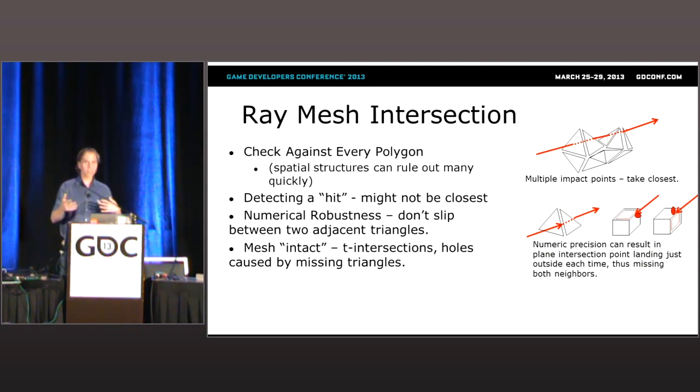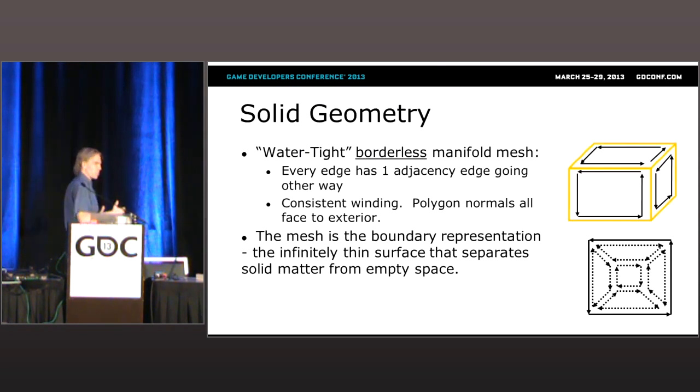If you've got T intersections that are holes, you can imagine a bullet flying right through where there's a missing triangle. And that brings us to this notion of solid geometry, which we touched on a little bit in the last section. That's the idea where you have a borderless manifold mesh. Anytime you have an edge, there's a face on both sides, and the normals are all consistently facing outward. And then it's all watertight. Nothing could leak in or out. And so the mesh itself becomes this infinitely thin boundary representation separating solid matter from empty space.